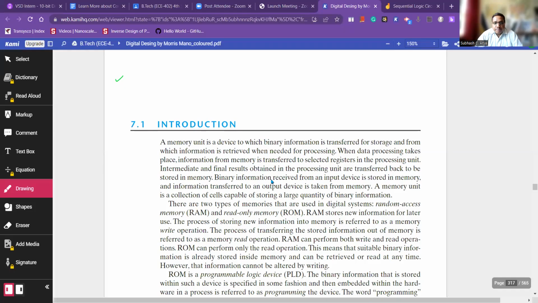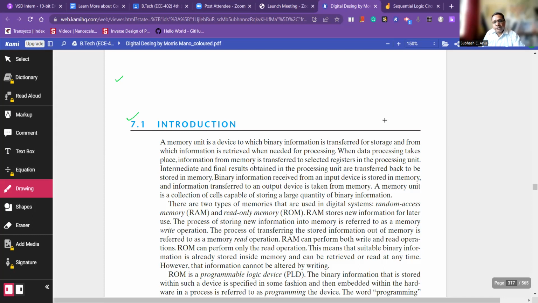Hello, welcome back again to the digital electronics reading session. Today's topic is memory units. So let us begin and try to understand what memory is all about.